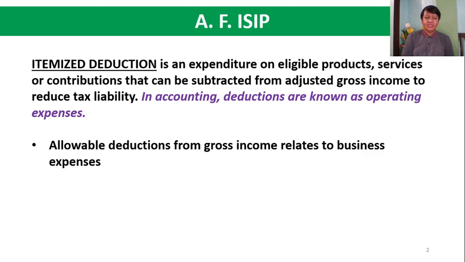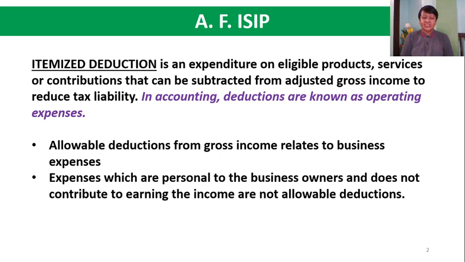As I have said, when we say allowable deductions from gross income, this relates to business expenses. In other words, if the expenses are not directly related to the business, that will not be allowed by the Bureau of Internal Revenue. So expenses which are personal to the business owners and do not contribute to earning the income are not allowable deductions. Example, I put up a sole proprietorship business.